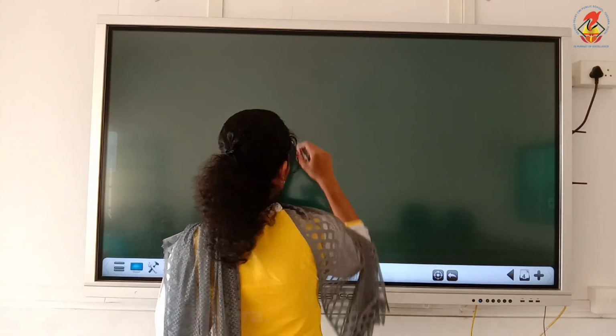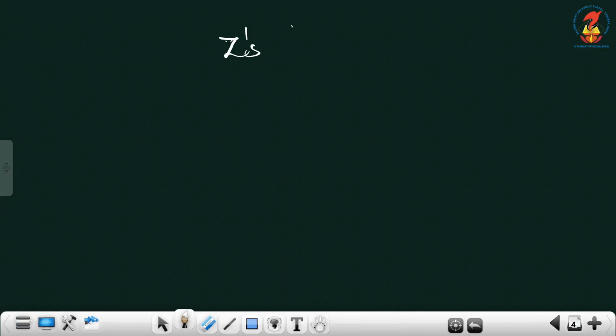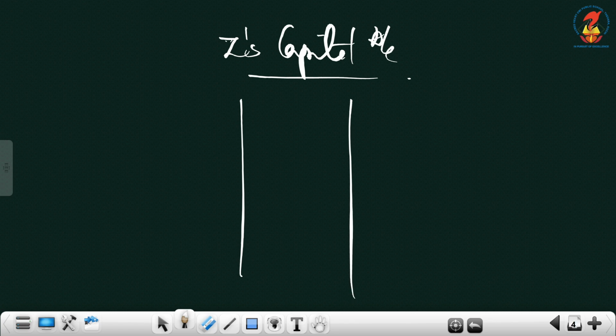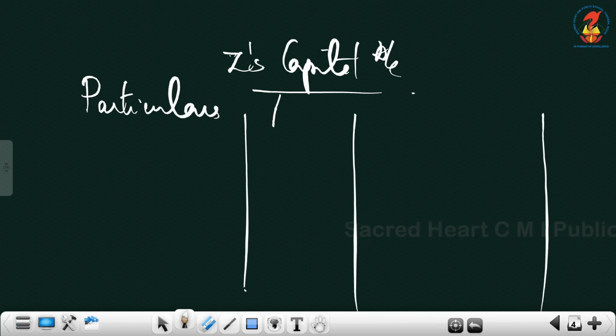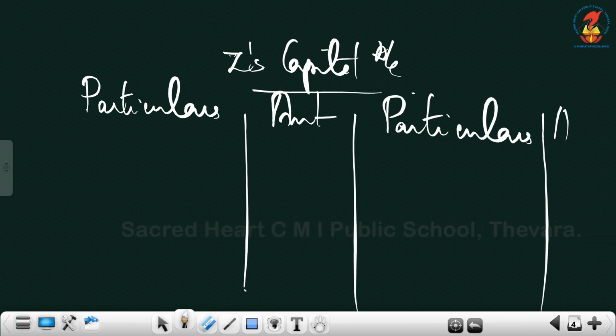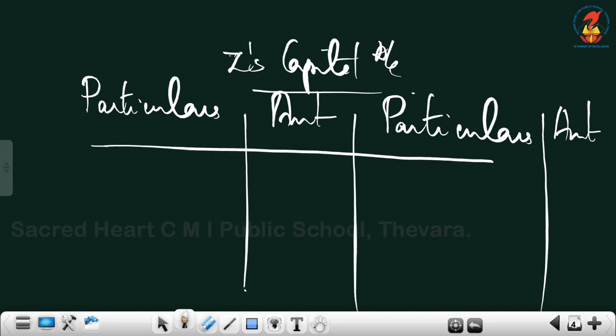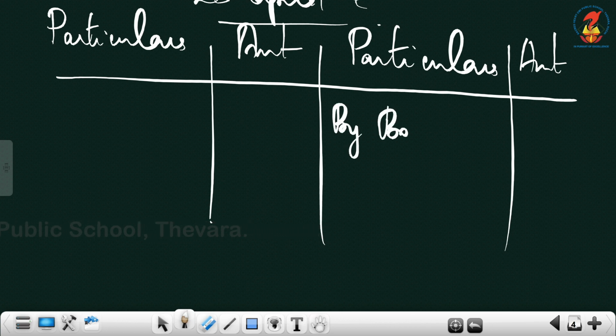So draw the format. What is the deceased partner's name? Z. So Z's capital account, you should draw the format. Give column headings always. By opening balance, which you can take from the balance sheet, that is 2,50,000.